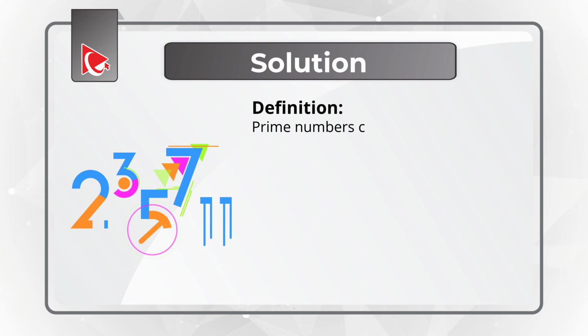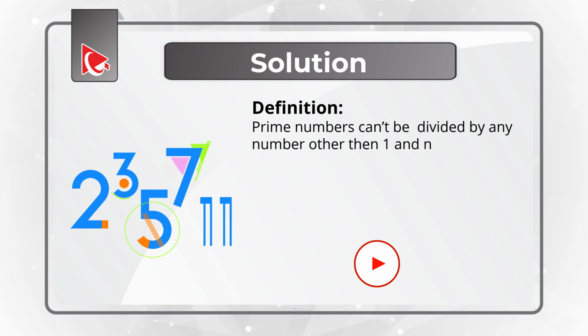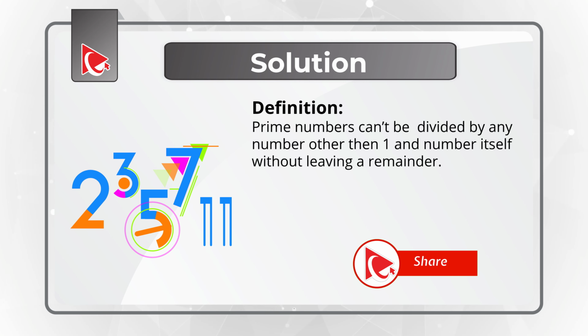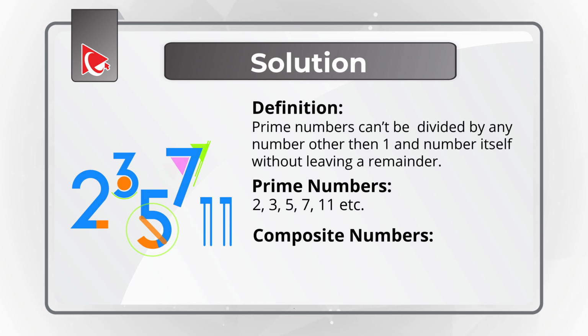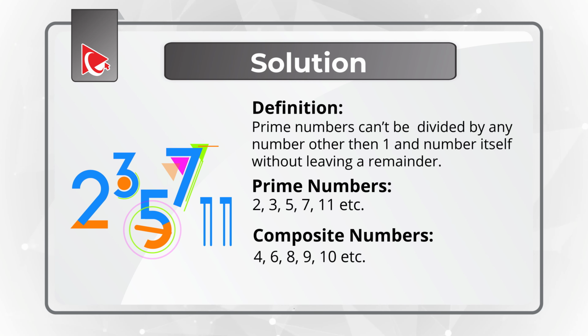To solve this challenge, let's start with the definition of prime number. Prime numbers cannot be divided by any number other than 1 and the number itself without leaving a remainder. Some examples of prime numbers would be 2, 3, 5, 7, 11, and you can continue the chain. The opposite of prime numbers are composite numbers, and examples of those would be 4, which could be divided by 2, 6, which could be divided by 2 and 3, 8, which could be divided by 2 and 4, 9, 10, and you can continue the sequence.